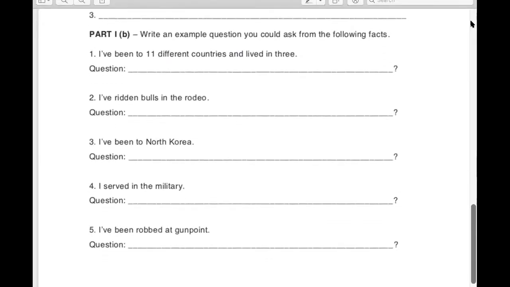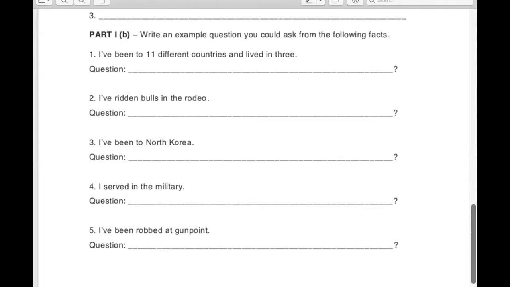I've been to 11 different countries and I've lived in 3. What's a logical question that you could get them to ask to find out if this was the truth? What was it like there? What did you see? Things like that, all to investigate whether I'm lying or not, right? Any questions you could ask me or the students ask the speaker to find out if it's true.